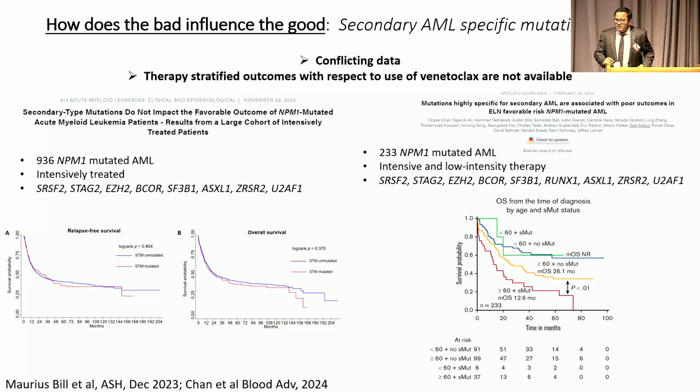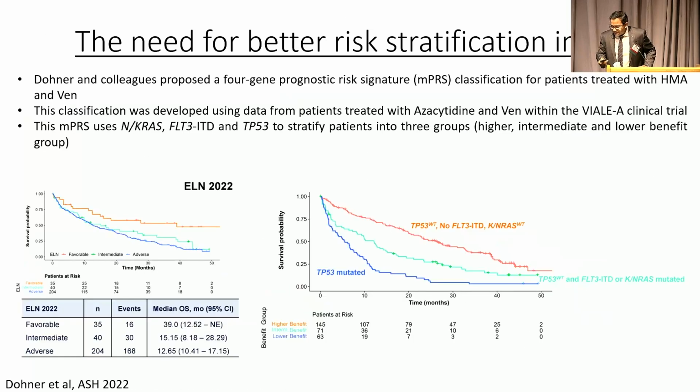But when you look at the recently published data from 3 groups, combined data, we do see that patients who had splicing factor gene mutation and other MDS type mutations with NPM1 fared poorly, but this has not been stratified for venetoclax, so those are efforts that we are leading now at MD Anderson.